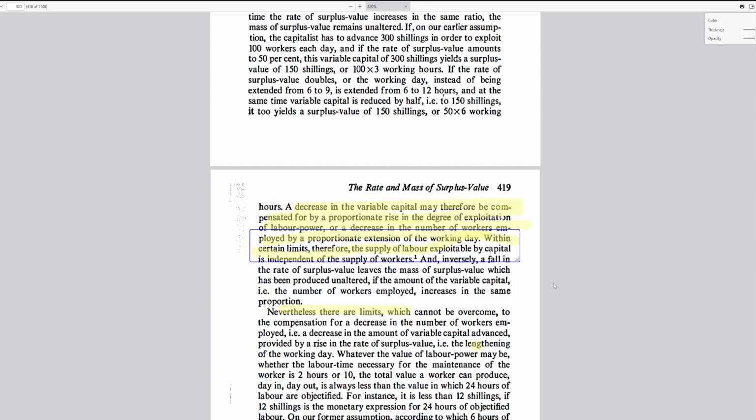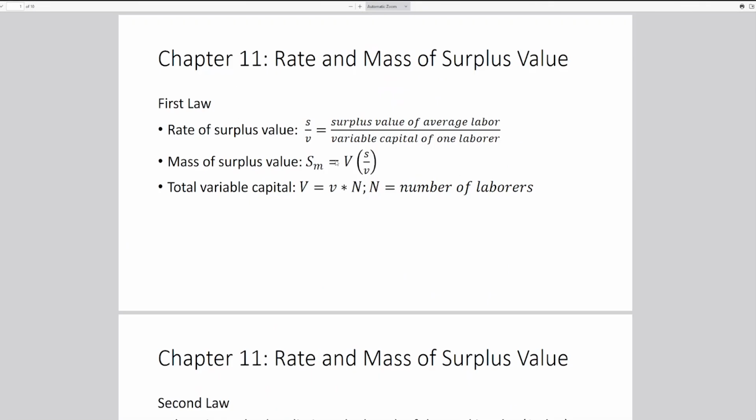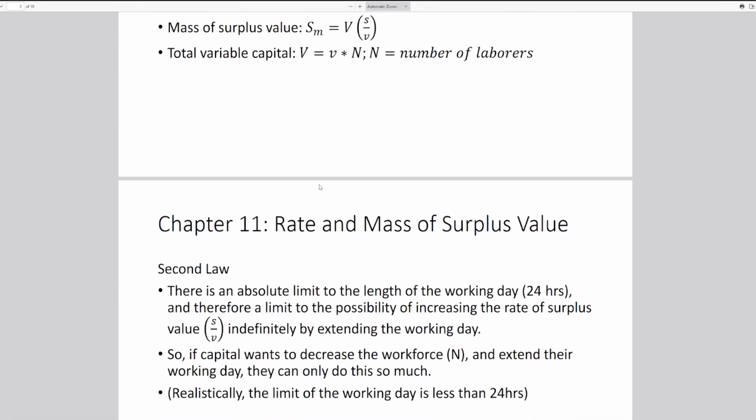Whatever. "Inversely, a fall in the rate of surplus value leaves the mass of surplus value, which has been produced, unaltered if the amount of the variable capital, i.e., the number of workers employed, increases in the same proportion." So yeah, that's another way of doing it, right? If each worker is not as productive, then you can simply hire more workers to pick up the slack, so to speak. So there are a couple of variables in these formulas that you can tweak and use to compensate for one another, or just overall increase your big mass of surplus value at the end of the day.